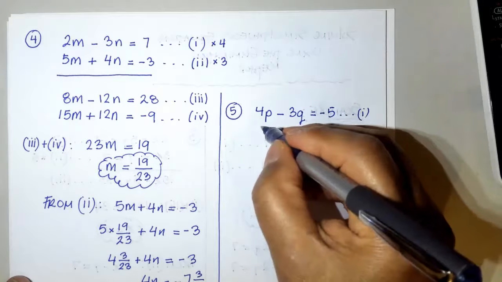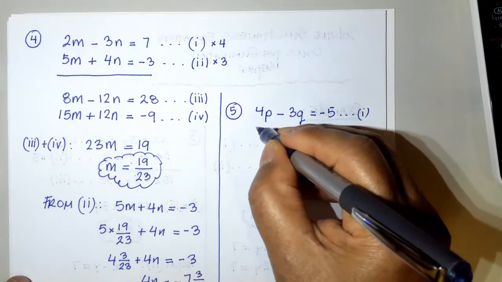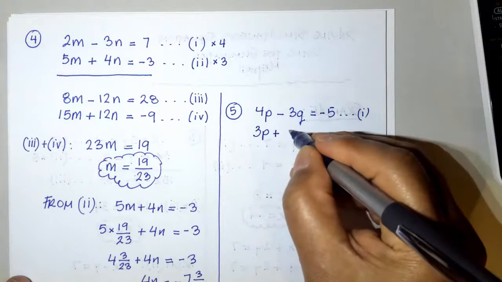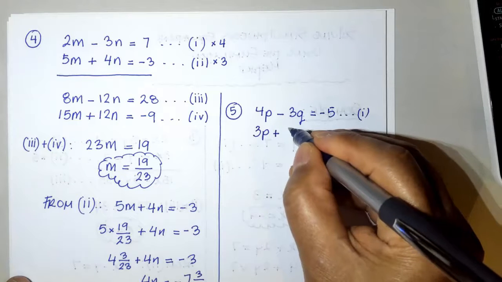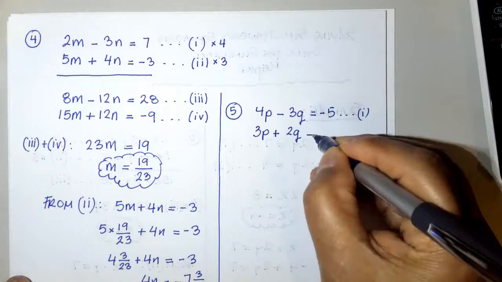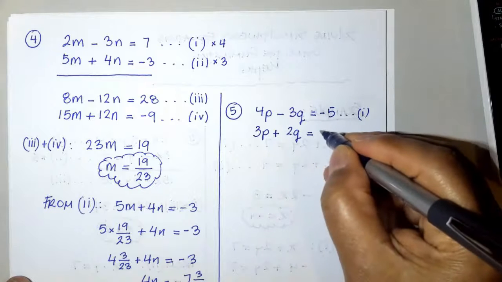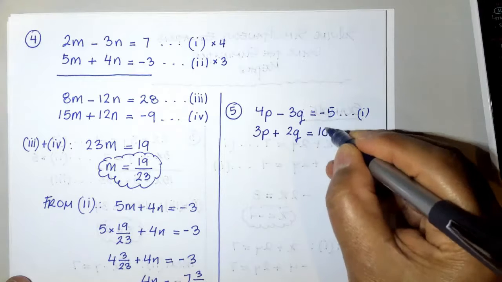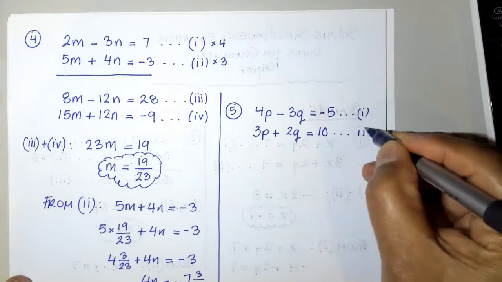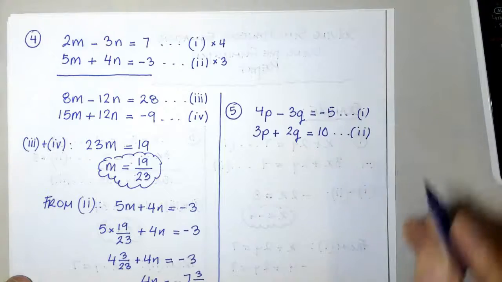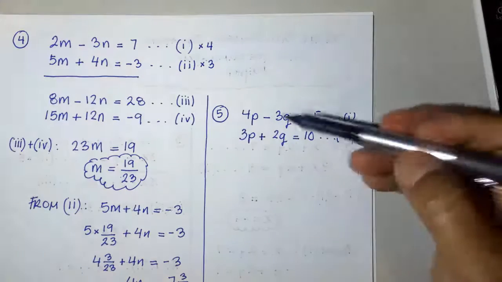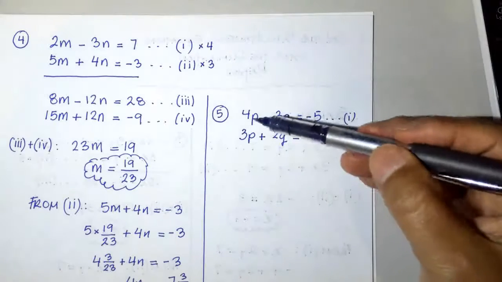And then in here we have 3p plus 2q equal, let's say, 10. Okay, so we got these two equations. All right, again, in here we have different coefficients.